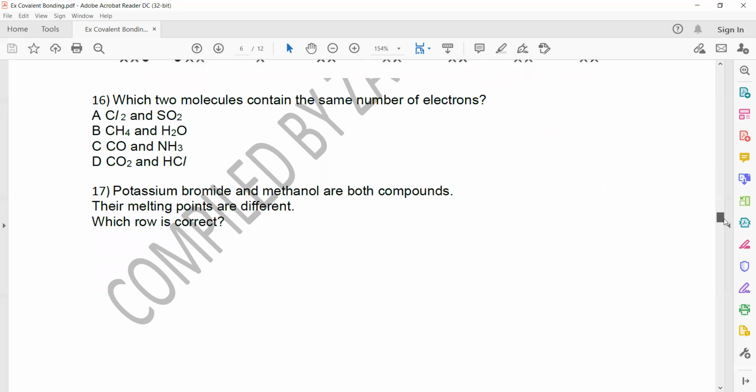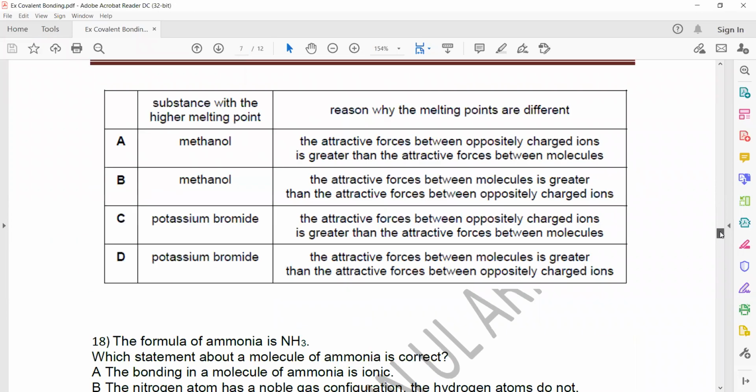Potassium bromide and methanol are both compounds. Their melting points are different. Potassium is a metal and bromine is a non-metal. When a metal combines with a non-metal, it will be ionic, and ionic compounds have a high melting point. Whereas methanol is a compound of carbon, hydrogen and oxygen, so it will be a covalent compound, and covalent compounds have a low melting or boiling point. So their melting points are different. Which row is correct? The options are on the next page.